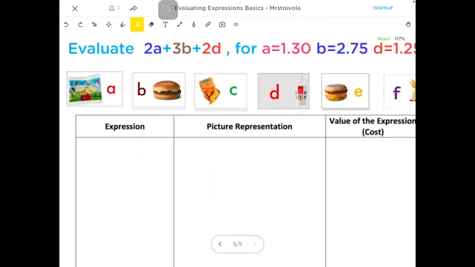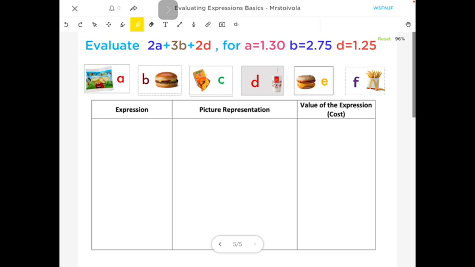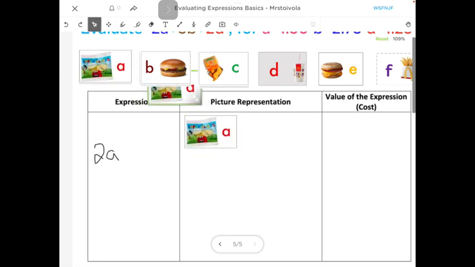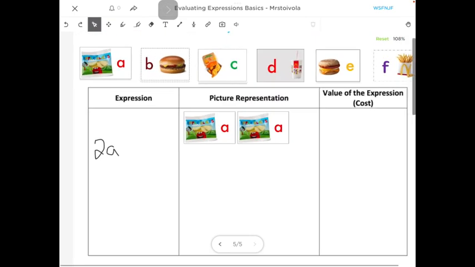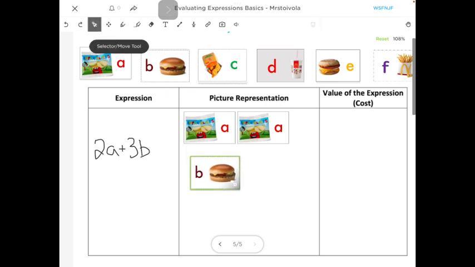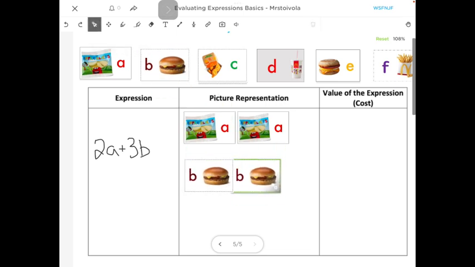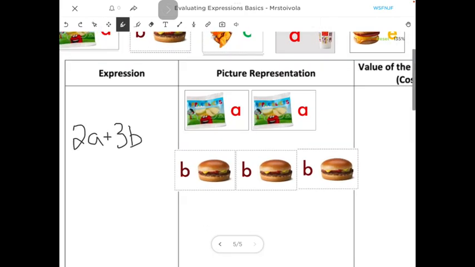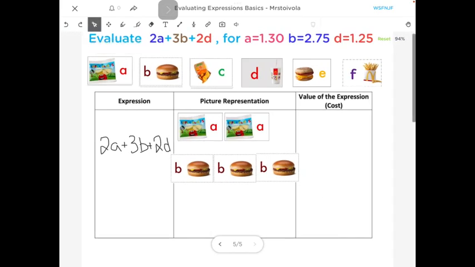All right, one more. Oh my goodness. We're going to evaluate 2a plus 3b plus 2d. So I'll rewrite it here, 2a, and I'll grab 2 apples. 1, 2. Next it said 3b, so I'll write that down, plus 3b. 1, 2, 3. Good. Move them over a little bit so we can see them. There we go. 3b plus 2 drinks. Okay, so I've got 2 apples, 3 burgers, and now 2 drinks. This is another big order.